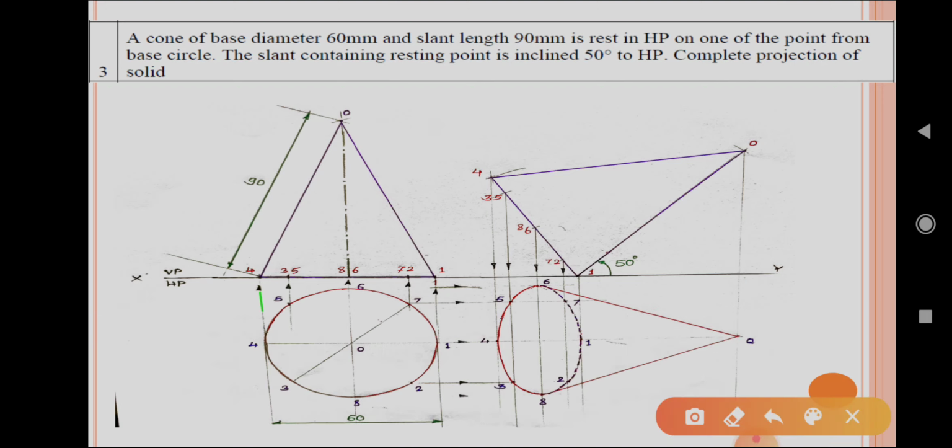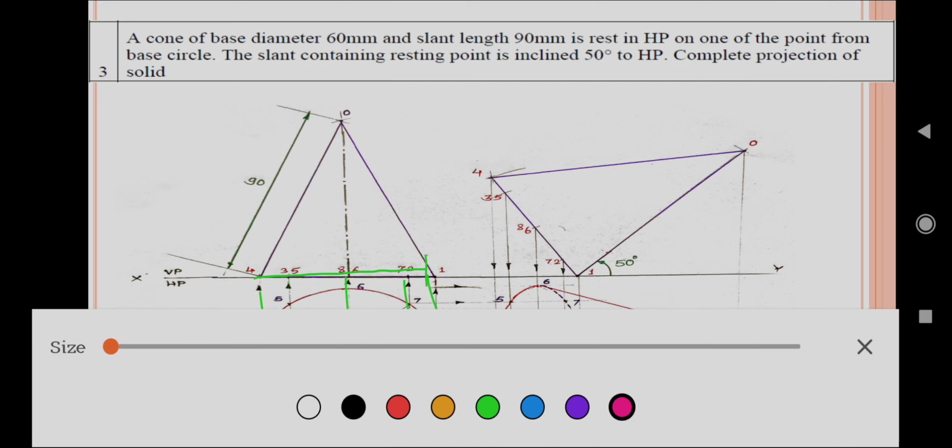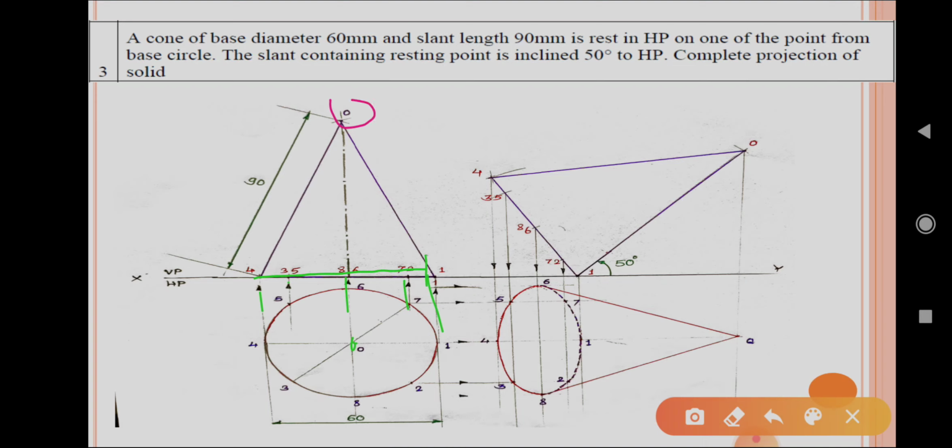And then take vertical projection lines from each point, then mark the horizontal base with 60 diameter and apex O at the center O. You can mark the O with the base points. The slant length, that is the generator length, is given as 90 mm. You can mark this 90 mm, and in a similar way the other side is also 90 mm.